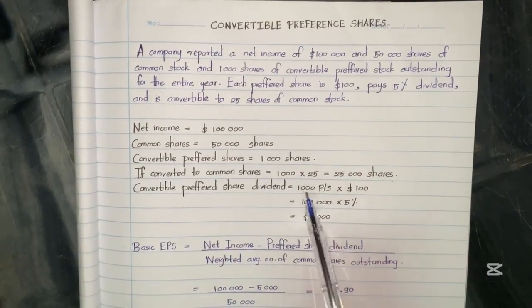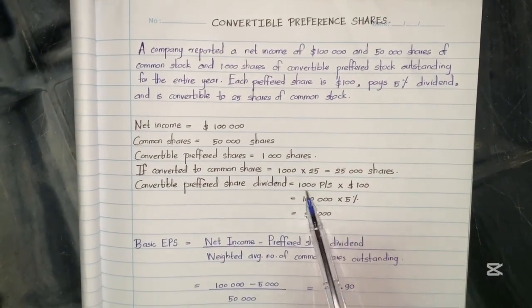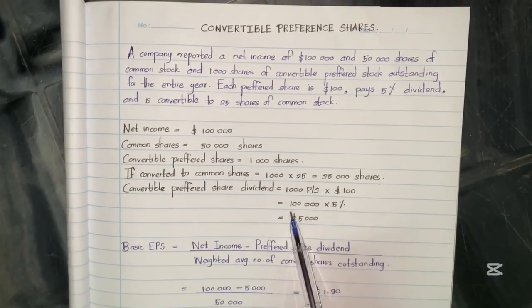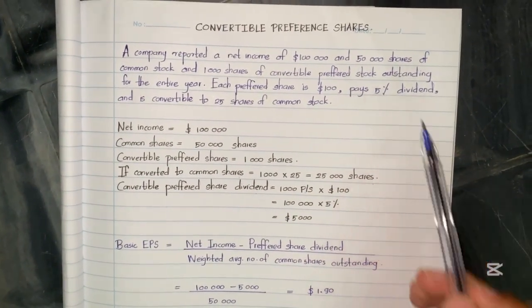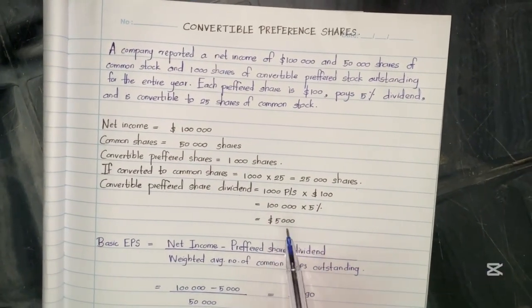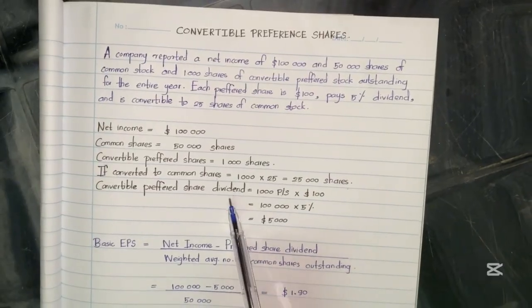$100. 1,000 into 100 is 100,000. So the preference share value is 100,000, and it pays a 5% dividend. Therefore, 100,000 into 5% is 5,000 dividends.